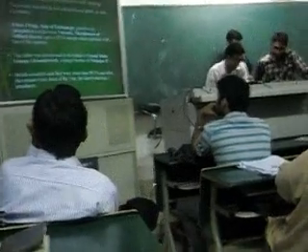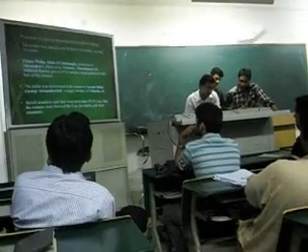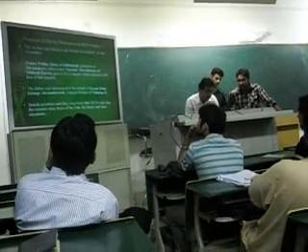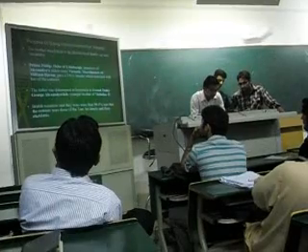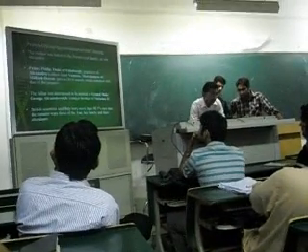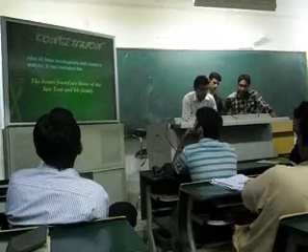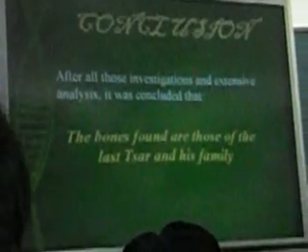And the father was determined to be related to the Grand Duke George Alexandrovich, the younger brother of Nicholas II. The British scientists said that they were more than 98.5% sure that the remains were those of the Tsar, his family, and their attendants. After all these investigations and extensive analysis, it was concluded that the bones found are those of this Romanov family.